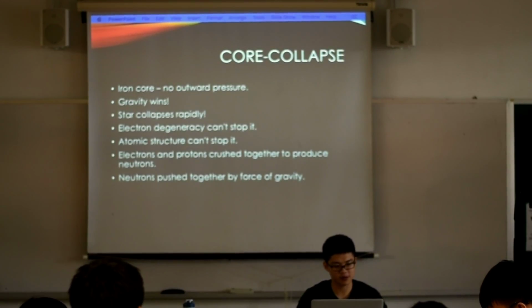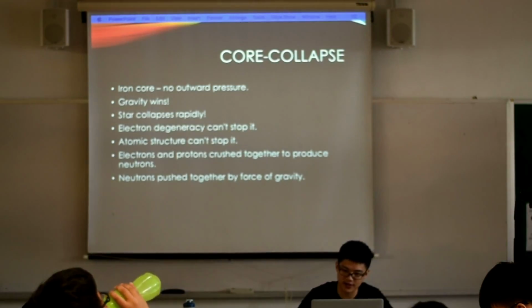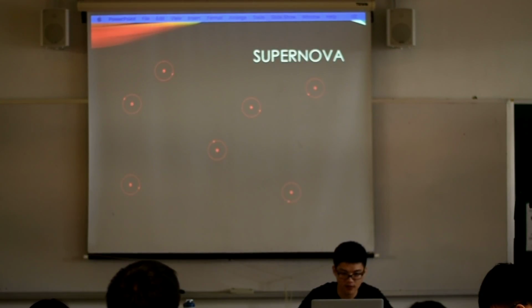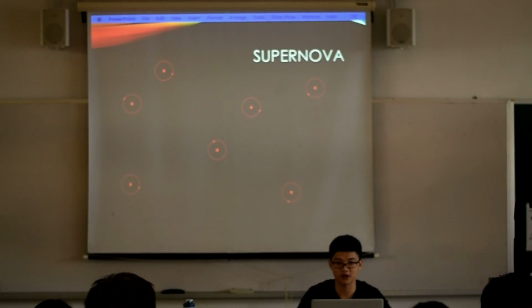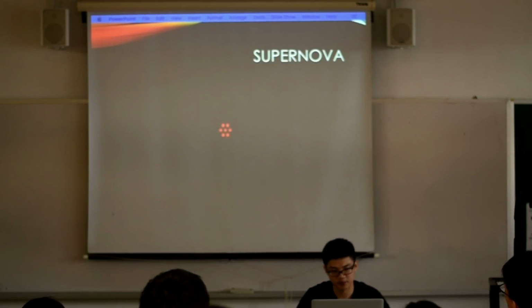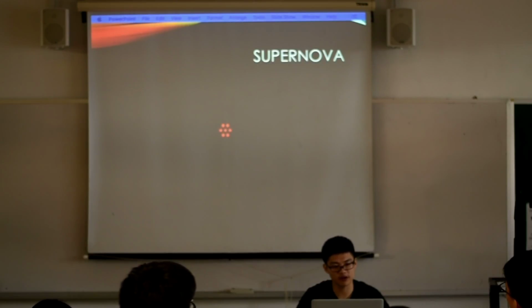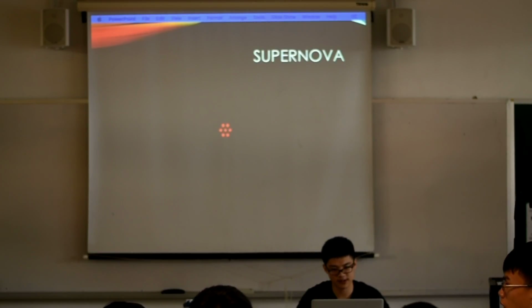So obviously they are going to produce neutrons. The neutrons will be pushed together by the force of gravity. And there are an equal number of electrons and protons inside the star. So all that is left will be neutrons, as you can see here. Because the repulsion force between neutrons is much larger than the electromagnetic force between electrons and protons, which is caused by the strong nuclear force.